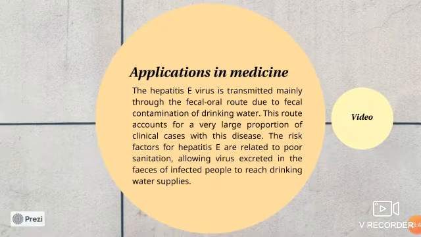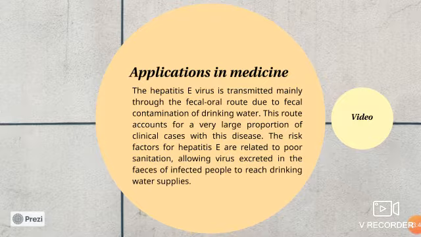Application in medicine. The hepatitis E virus is transmitted mainly through the fecal-oral route due to fecal contamination of drinking water. This route accounts for a very large proportion of clinical cases with this disease. The risk factors for hepatitis E are related to poor sanitation, which allows virus excreted in the feces of infected people to reach drinking water supplies.